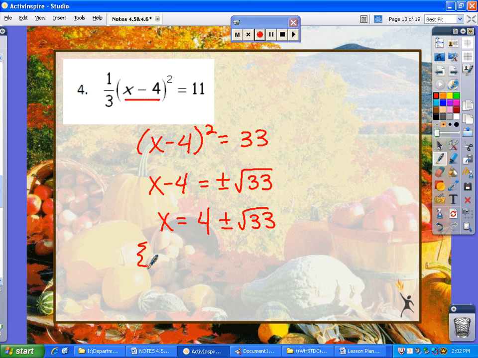So our two solutions are 4 plus the square root of 33 and 4 minus the square root of 33. Do not give a decimal approximation. Leave it as an irrational number.